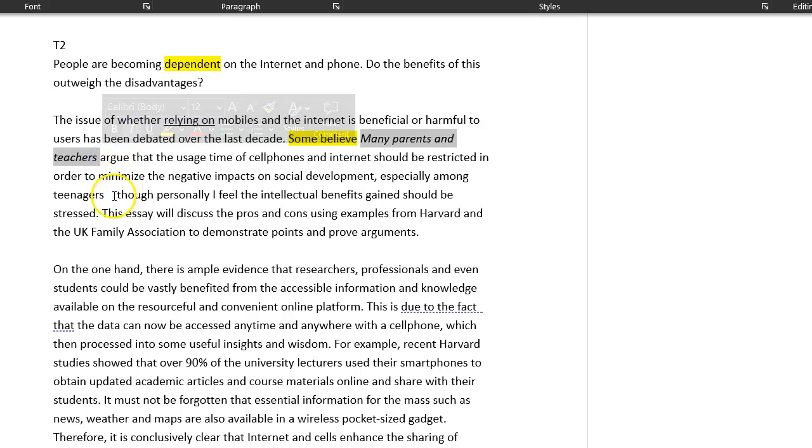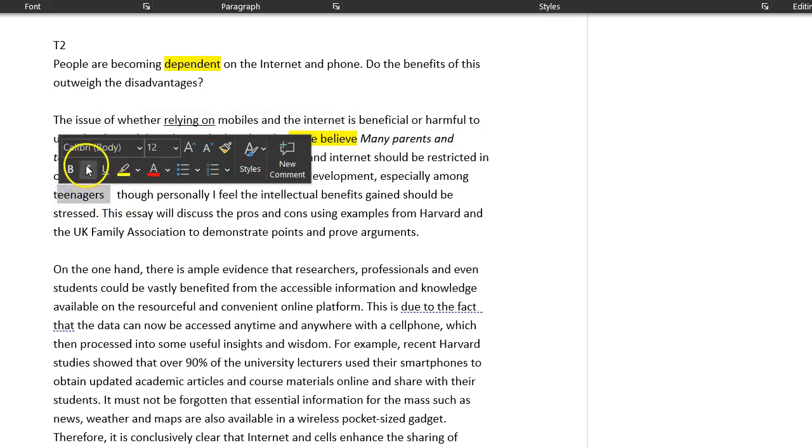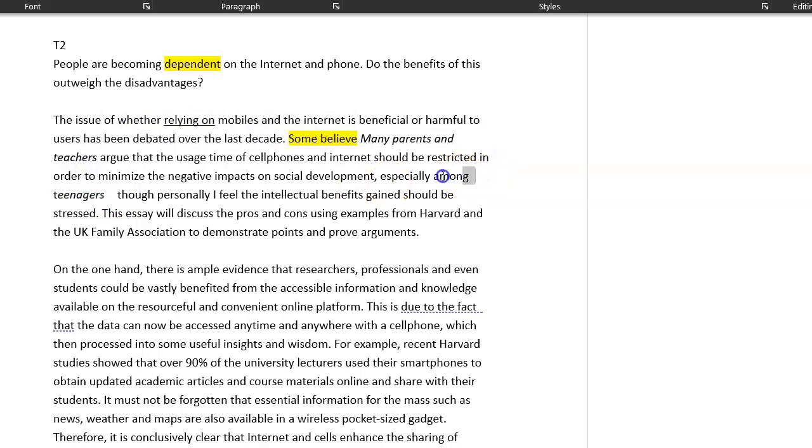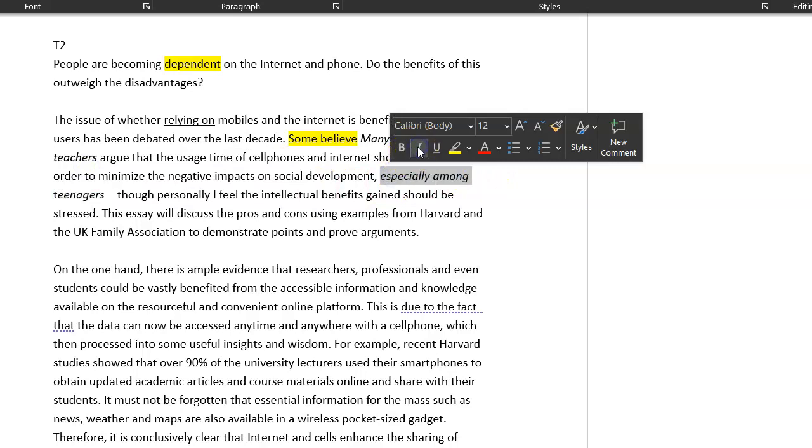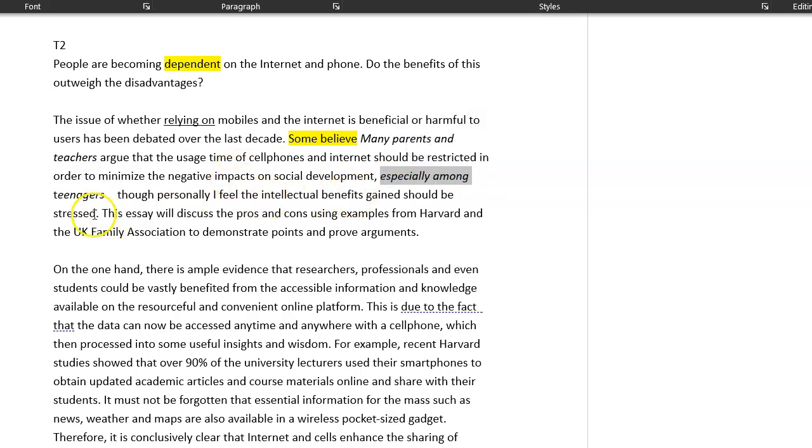And thinking, okay, who would say this? And then this is just linking it back to this idea of social development, maybe. Personally, I feel that intellectual benefits gained should be stressed. I like that. Really nice. Well done. Okay, good start.